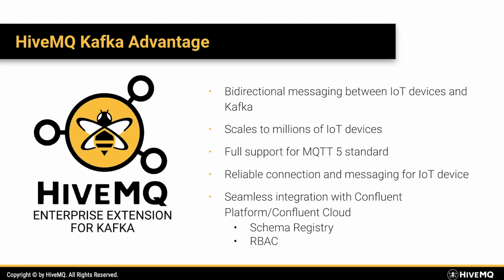And we also integrate seamlessly with the Confluent platform and also Confluent Cloud with advanced features like schema registry, role-based access control, and so on. So if this is interesting for you, you can always reach out. We're happy to help you understand the advantages here. But basically, it's just a module you plug in. If you're a HiveMQ user, you can just enable Kafka, and then you're good to go with a production-grade installation.